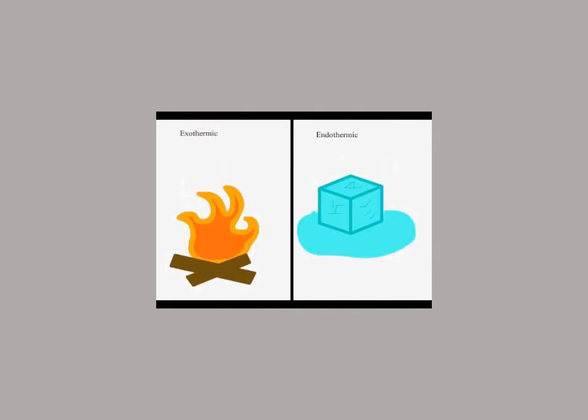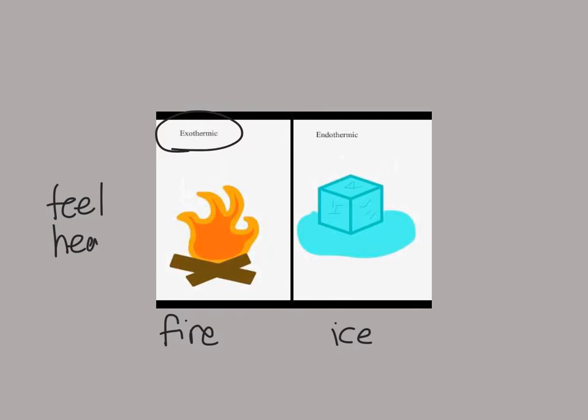If you look at these two very crude pictures, you have a fire and we have an ice cube. The fire is labeled as exothermic. If you think about it, you can put your hands up near the fire and you can feel the heat. You can feel the heat being given off, and that would be exiting. So if we can feel the heat being given off and the energy is exiting the reaction of the fire, the overall sign is negative.